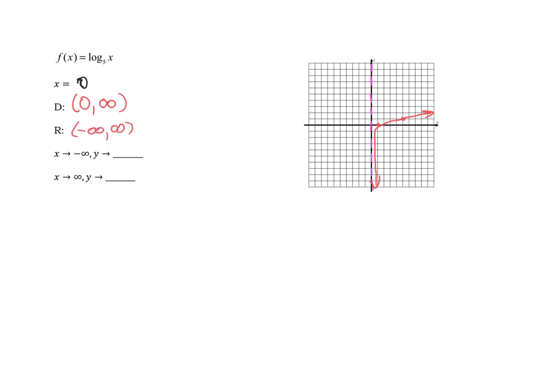So we will have to change these statements. As x approaches the asymptote, which is at 0, y approaches negative infinity. As x goes to the right, the y is going up.